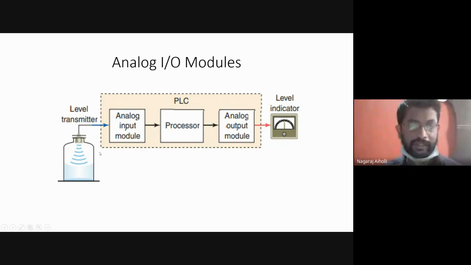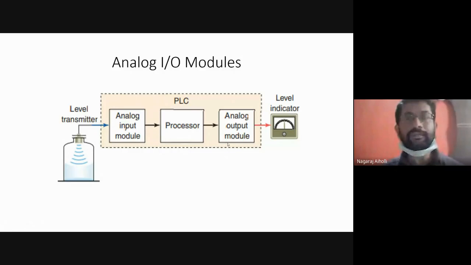So this liquid level sensor that we are measuring in the storage is also a field device, which is connected to the analog input module, and the level indicator is also a field device, which is connected to the analog output module. I hope this functioning is clear here, students.